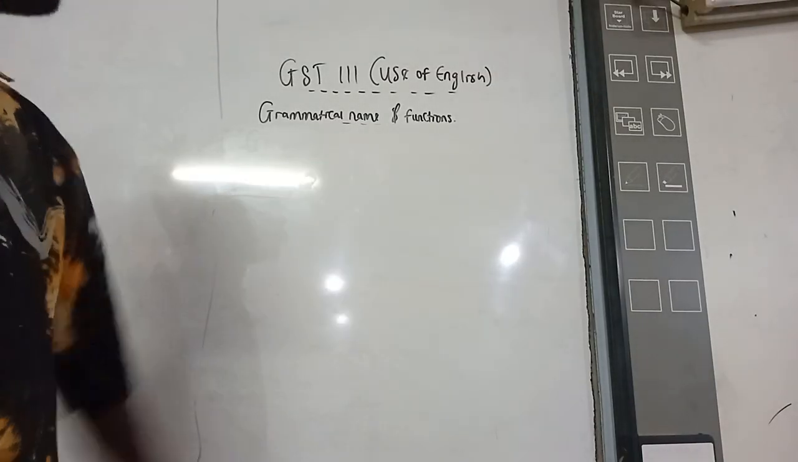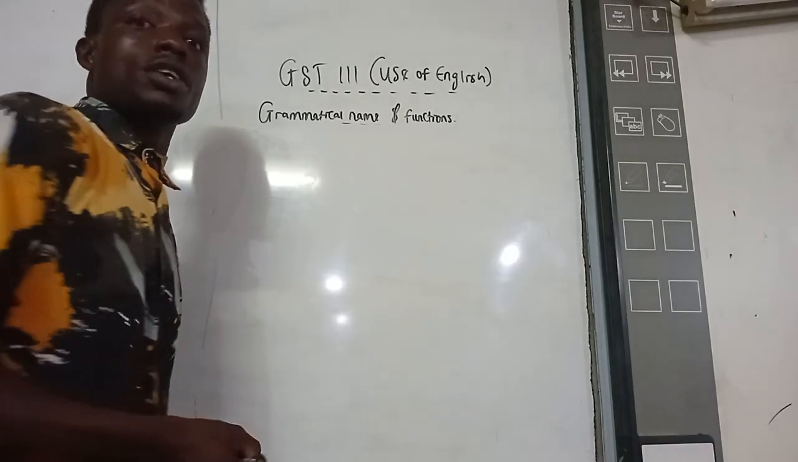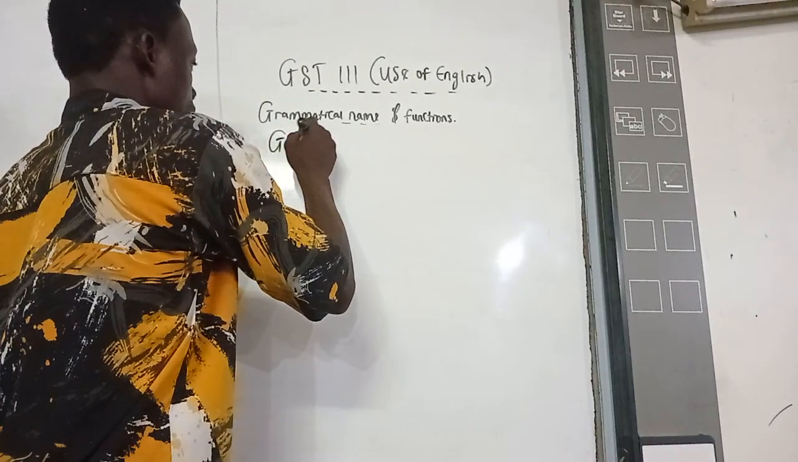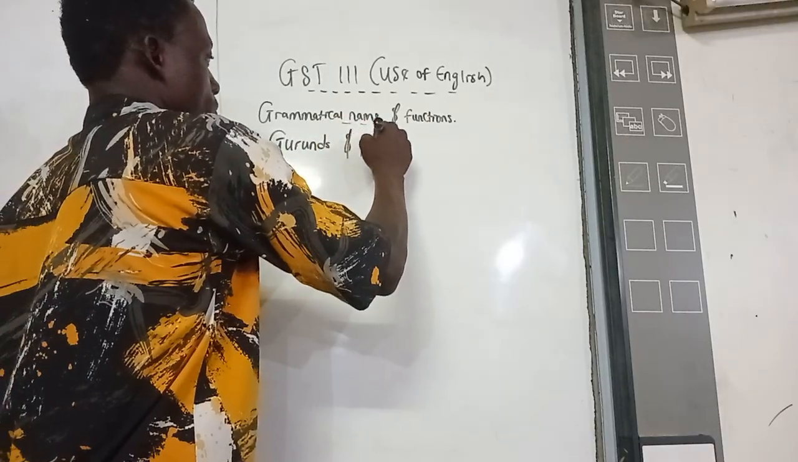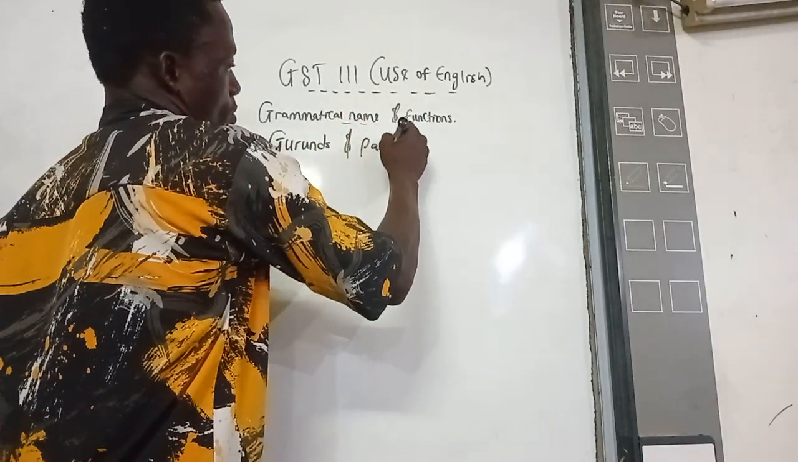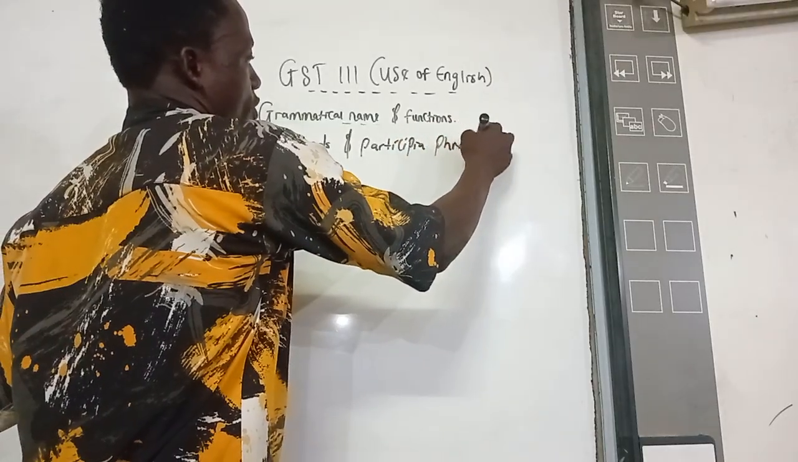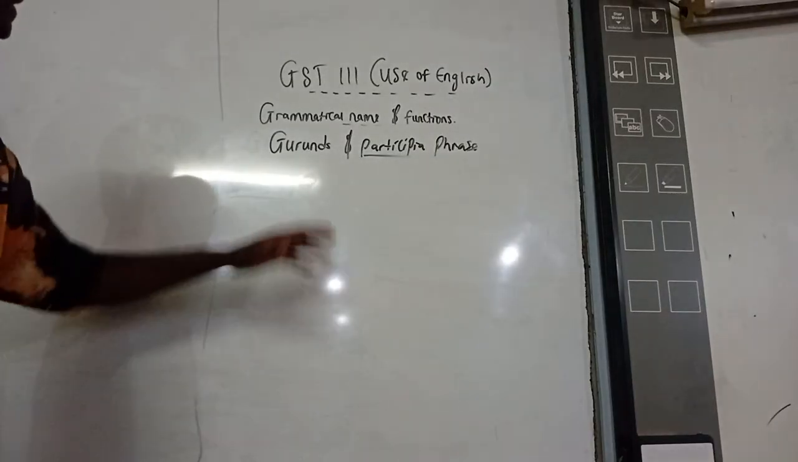Let's quickly talk about grammatical name and functions. Today we'll only be looking at two aspects, which are what? Gerund and what? Participial phrase. So gerunds and what? Participial phrase.